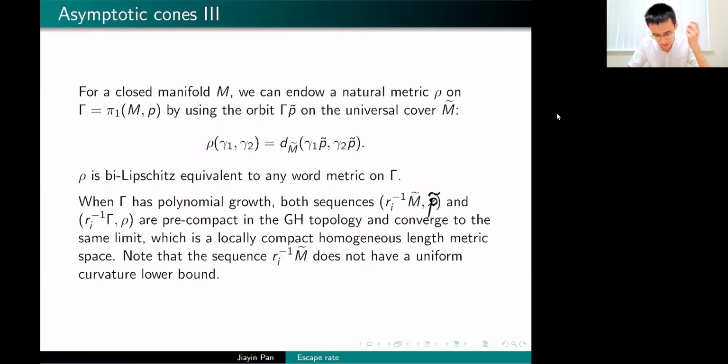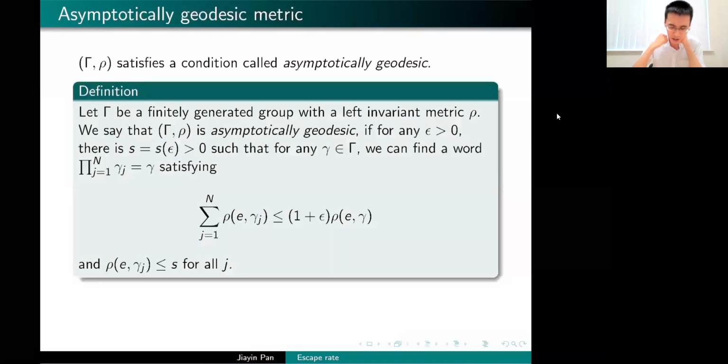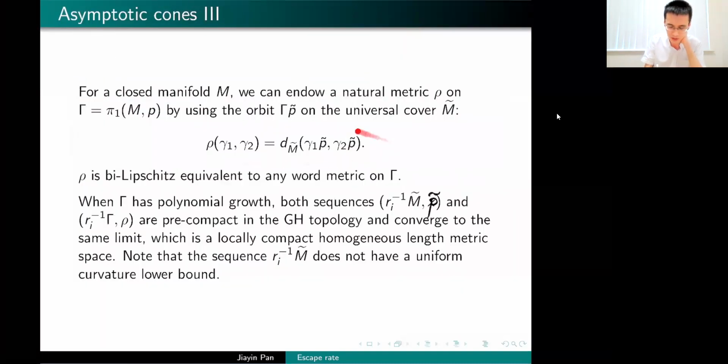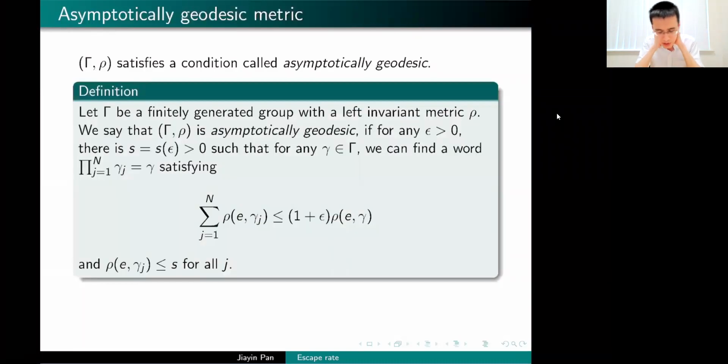Then, I think the interesting part is, even though this sequence does not have a uniform Ricci curvature lower bound, this one still converges in the pointed Gromov-Hausdorff topology. And another feature here is this (gamma, rho), where rho is the distance from the orbit. This (gamma, rho) satisfies a condition so-called being asymptotically geodesic. So I'm gonna first read the definition and see what that means.